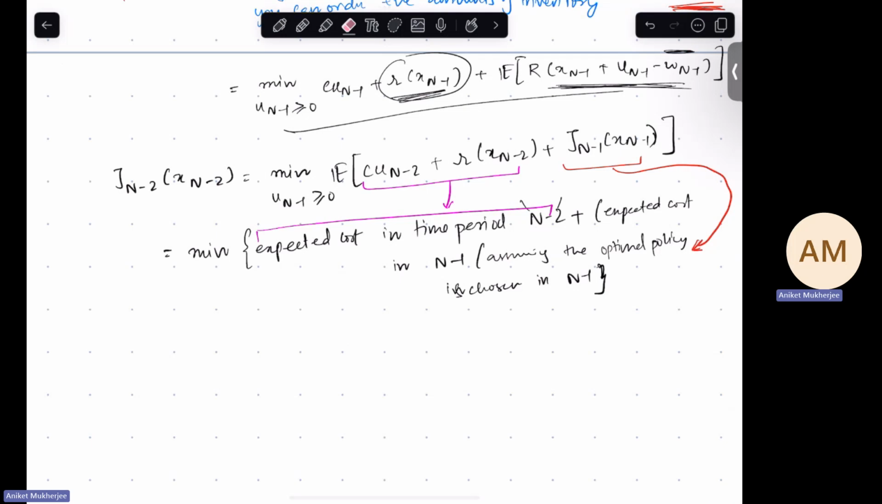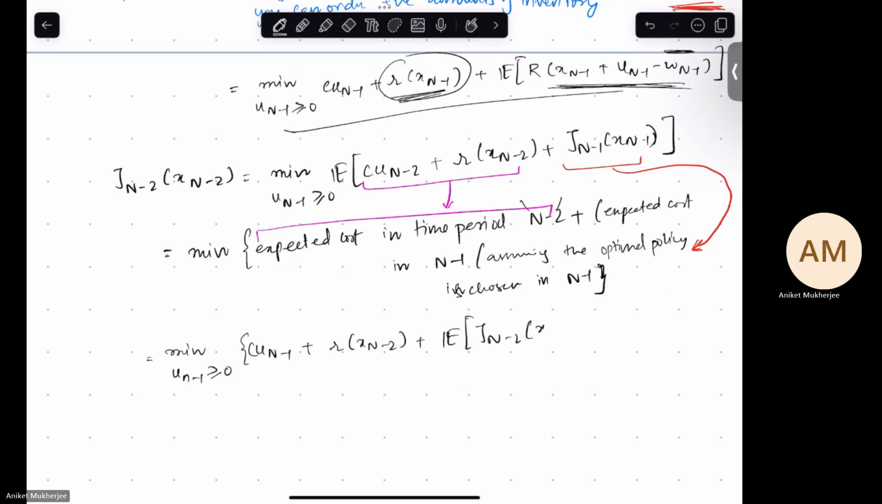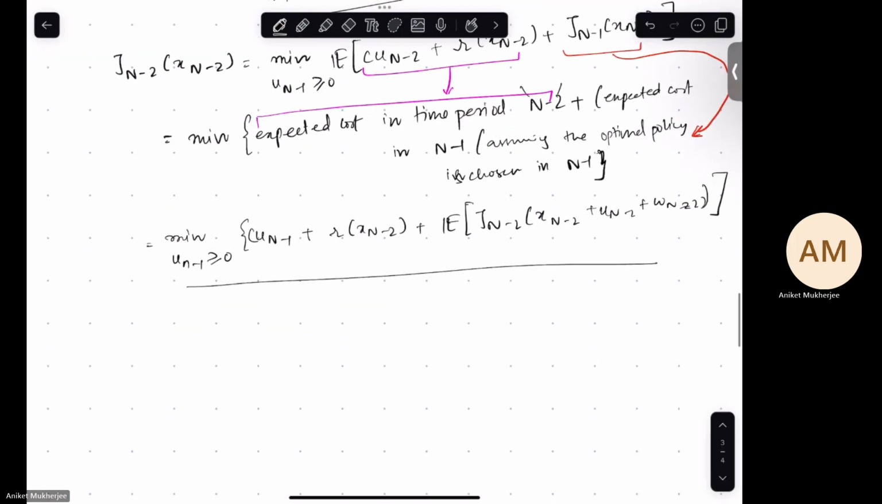I'll maybe elaborate for just this one. So you have min over un-2 greater than or equal to 0 of C un-2 plus R(xn-2) plus expectation of Jn-1 at xn-2 plus un-2 minus wn-2. Okay.